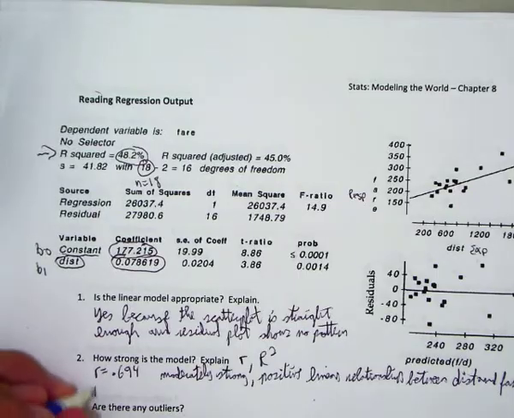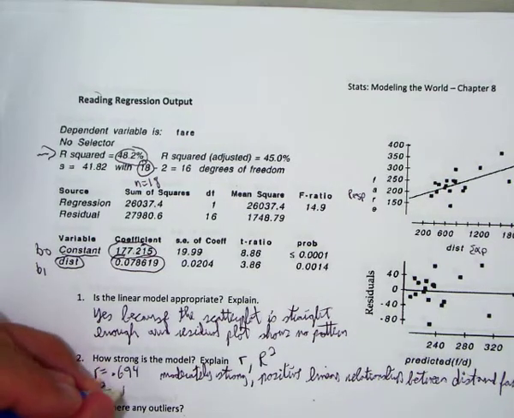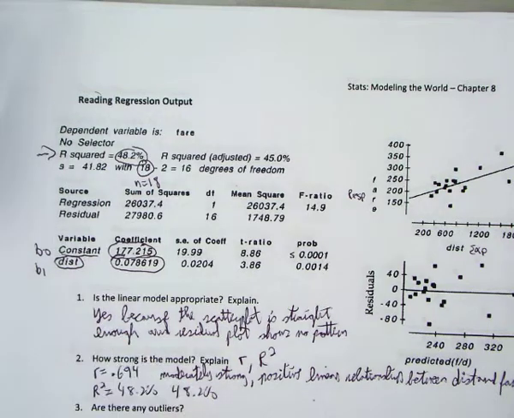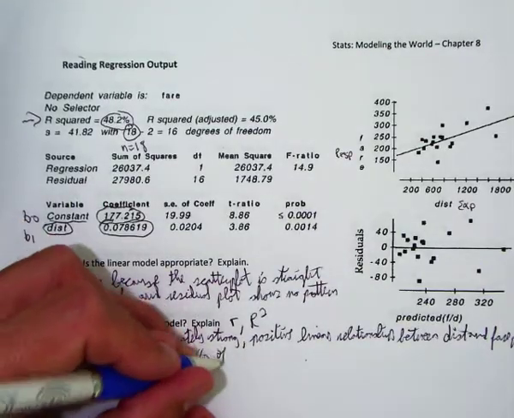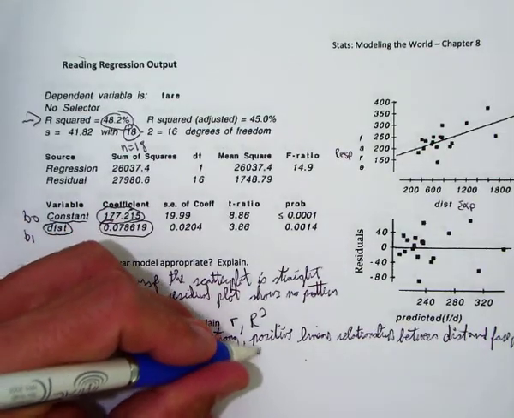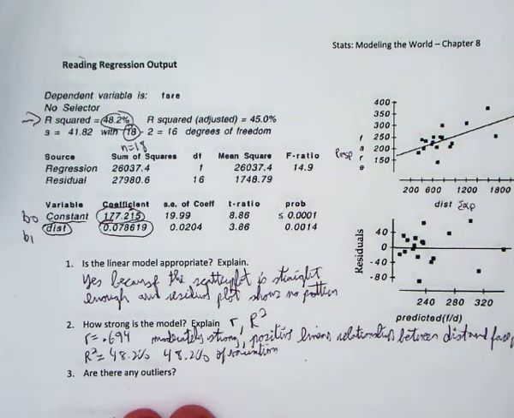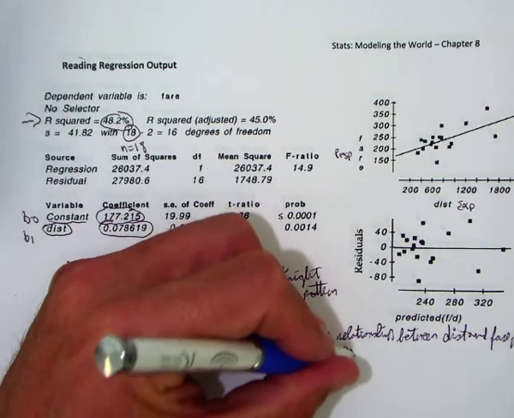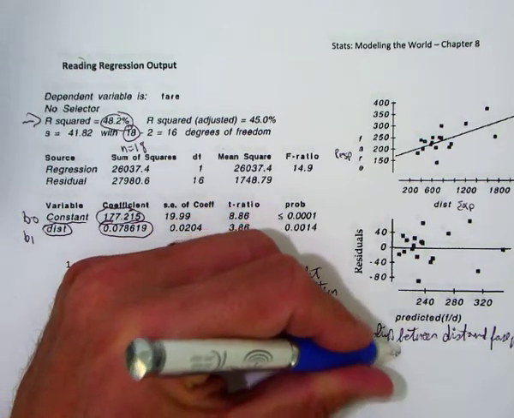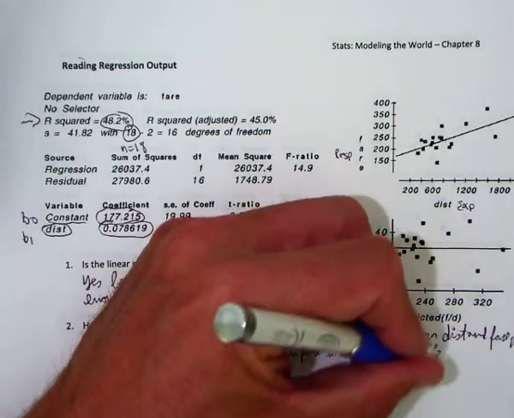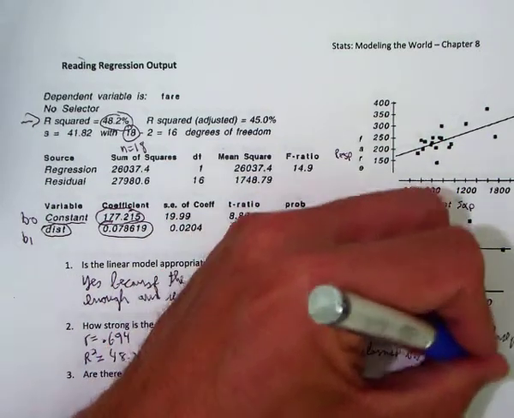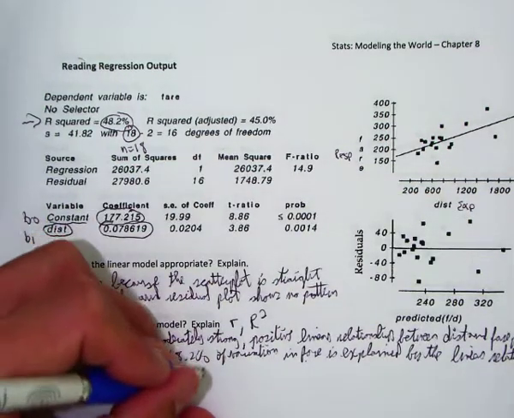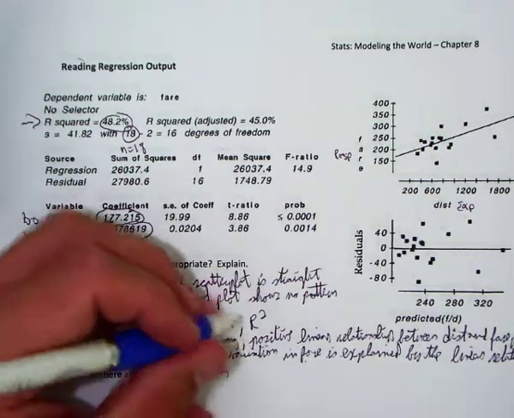Now we're going to talk about r squared. R squared is 48.2%. So 48.2% of the variation in our response variable, fare, is explained by the linear relationship with distance.